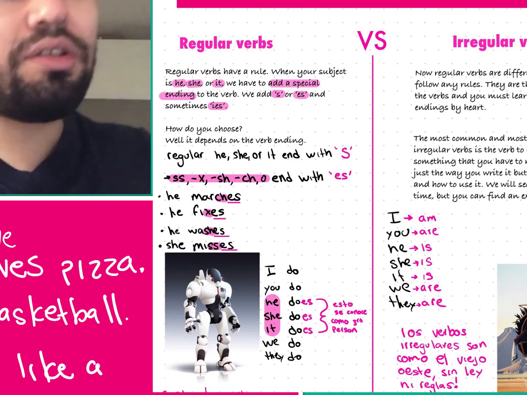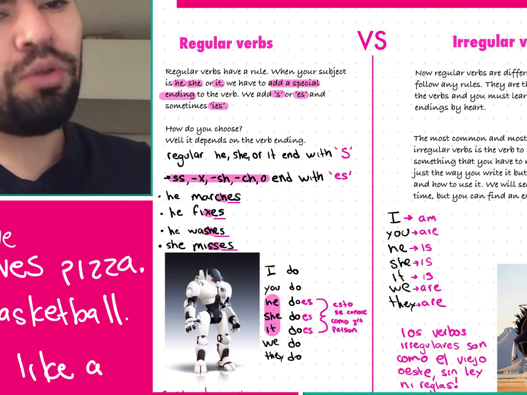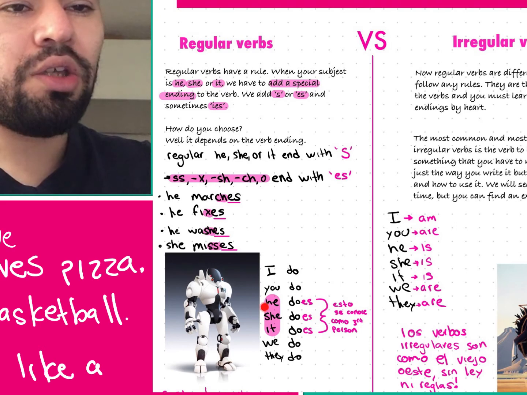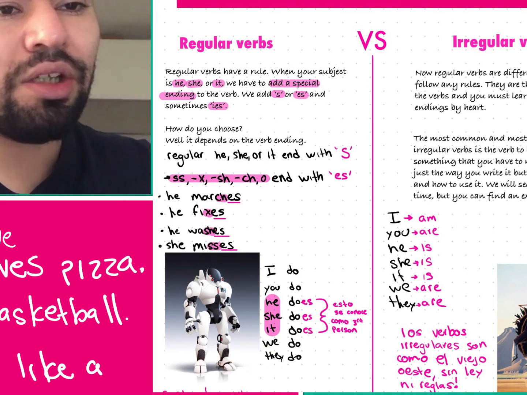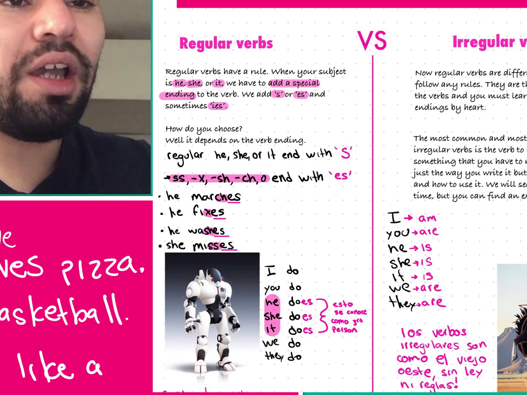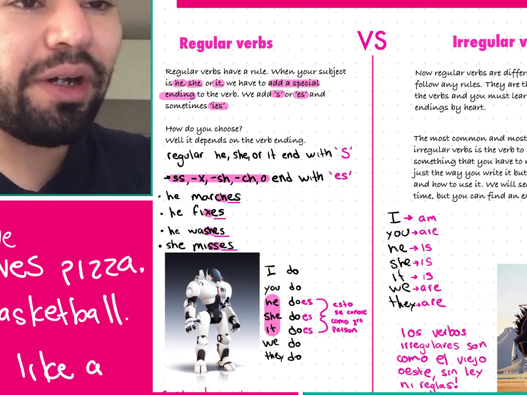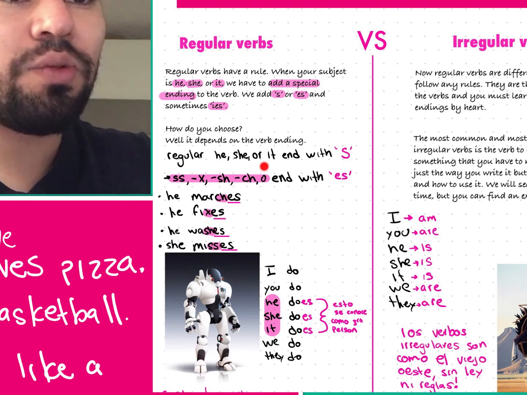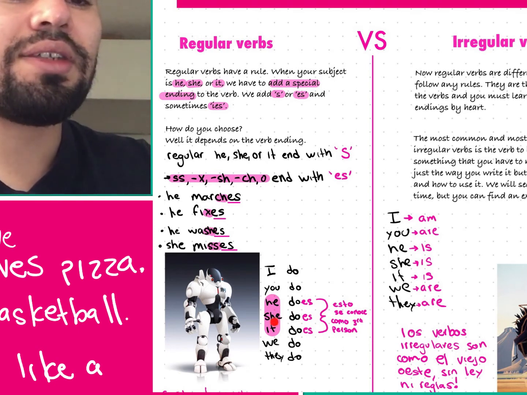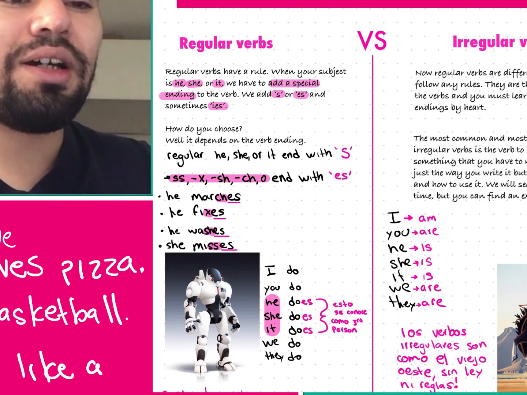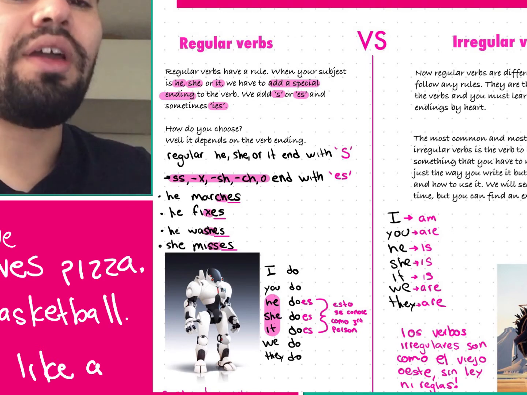Entonces veamos. Como habíamos dicho, tenemos nuestros sujetos I, you, he, she, it, we, and they, but we have to pay attention to the third person. Why? Because when you use third person, and because it ends with an O, we have to use es. So he does, she does, and it does. We do and they do.